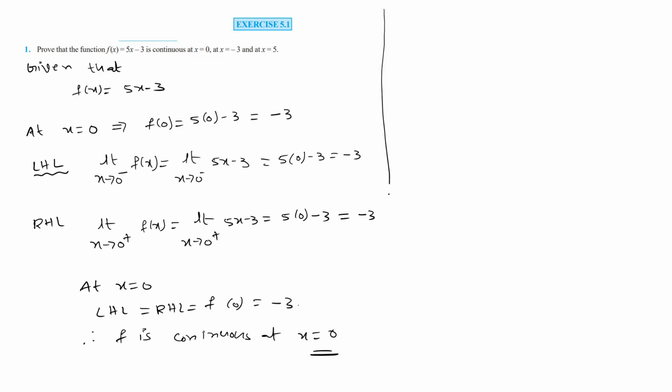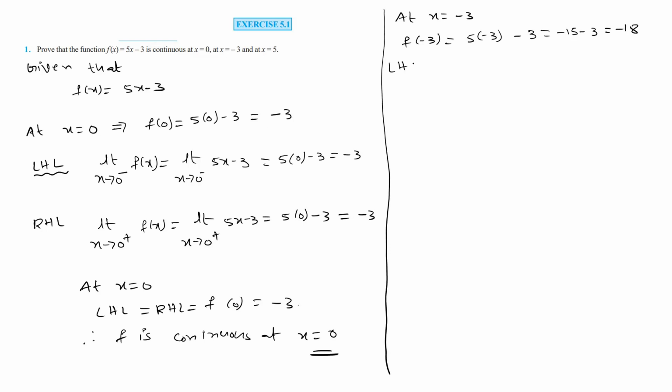Next, in the same way we will find out for x equal to minus 3. Substituting x equal to minus 3, f of minus 3 is equal to 5 into minus 3 minus 3. So 5 into minus 3 is minus 15, minus 3, so minus 18 we get here.